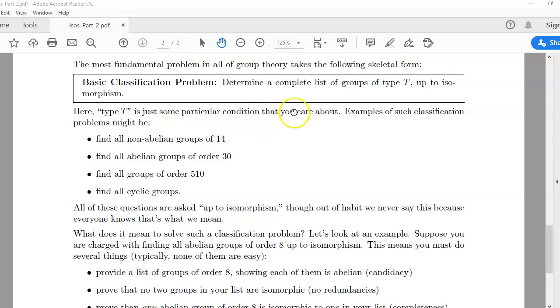And I want to explain what it means when you see these verbs. Determine this list, right? And then this phrase here, what does it mean to do it up to isomorphism? This is a phrase that you see all the time in mathematics. Up to isomorphism. What does that mean?